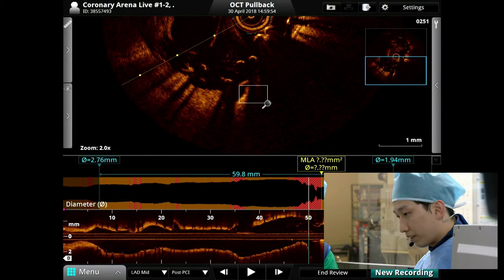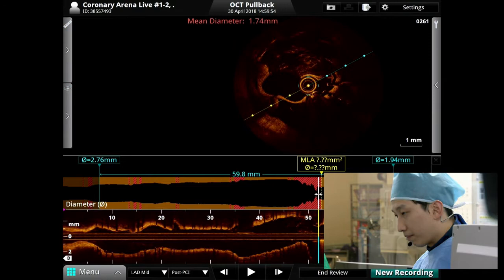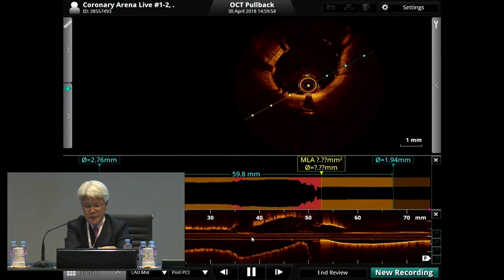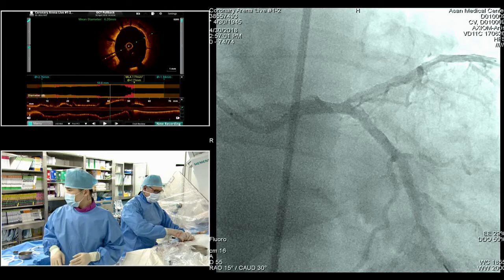Yes. So I think we'll do a post dilatation at this level. But generally speaking, the result is very fine, except for the proximal incomplete apposition, right? Okay, yes, I fully agree. So we'll use a 4.5 balloon and do a post dilatation at this level.